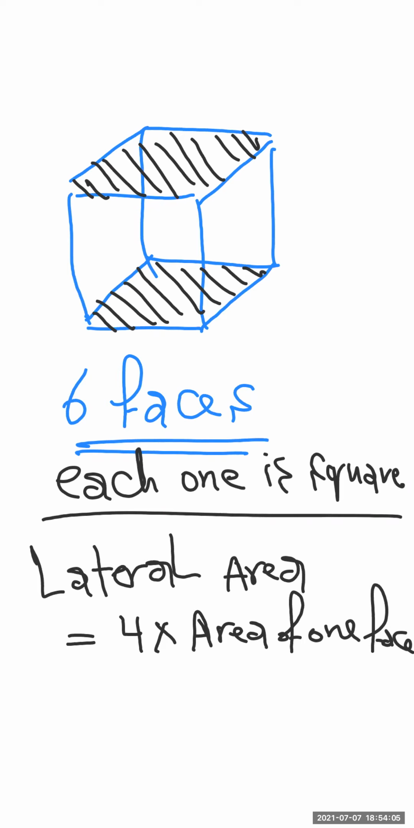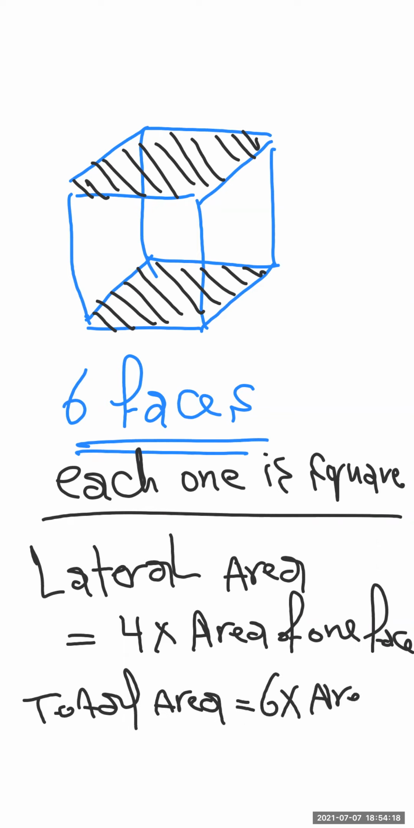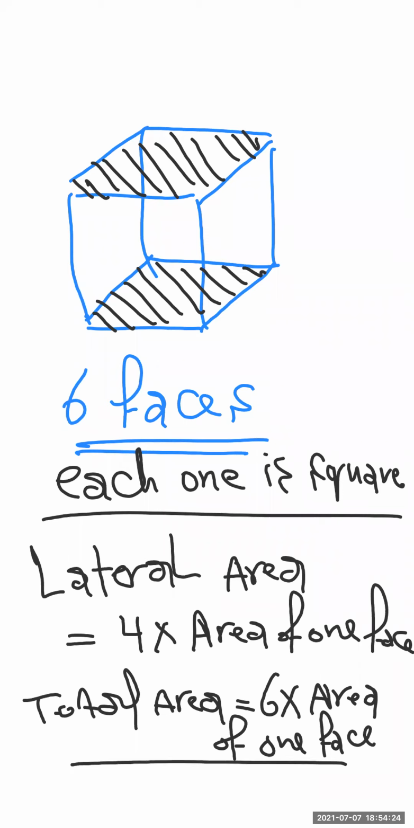Then the total area. Total area means the area of all faces. How many faces do we have? We said that 6. So 6 times area of one face. So that was the general rules for the lateral area and the total area for the cube. Are we clear till now, guys?